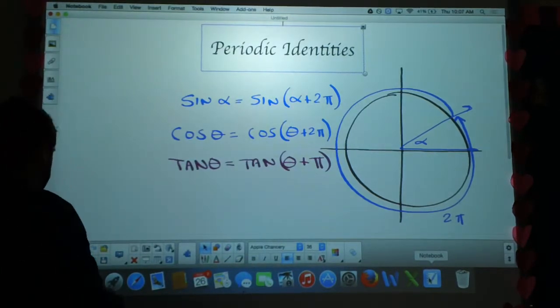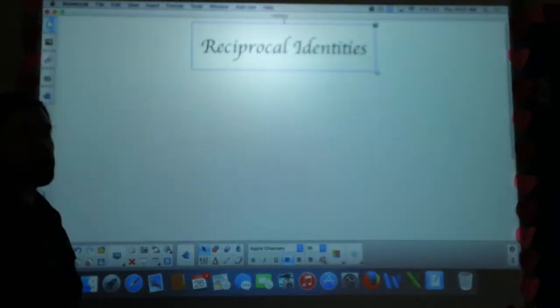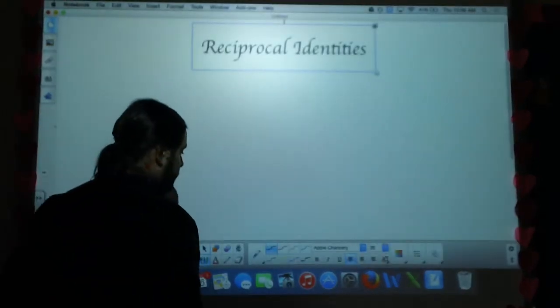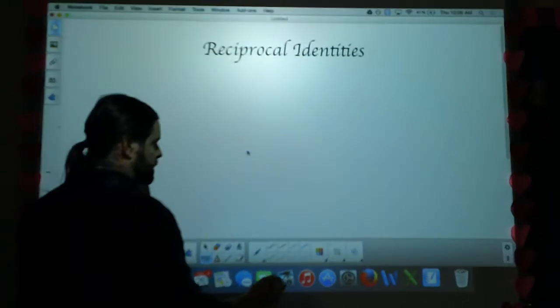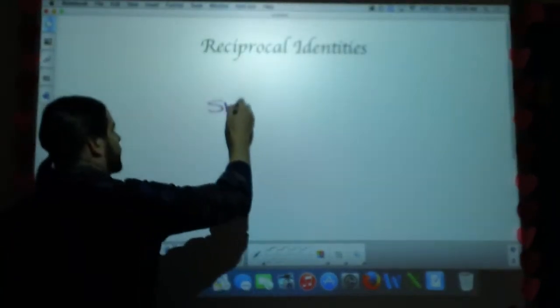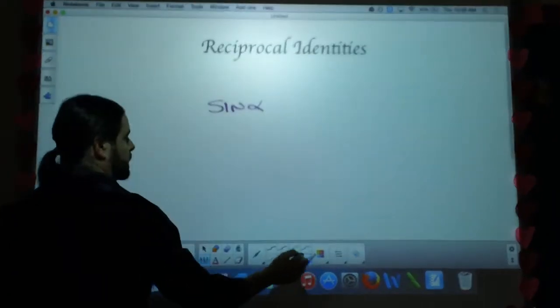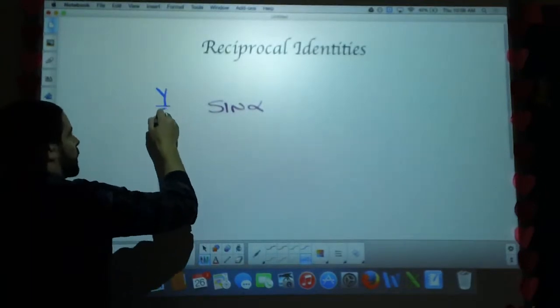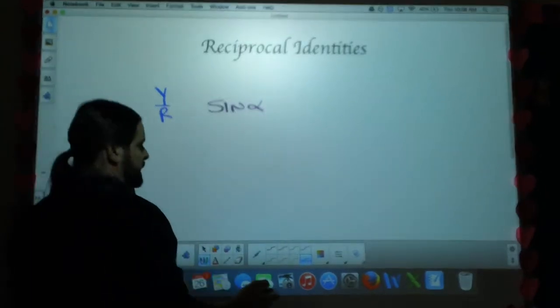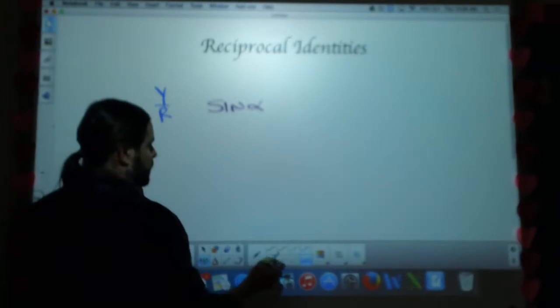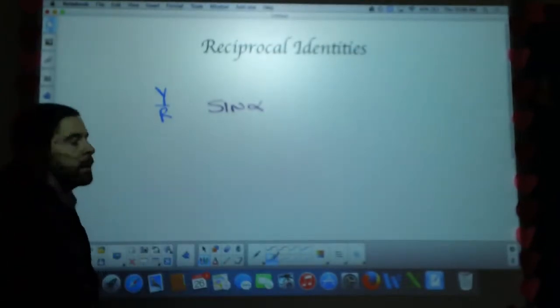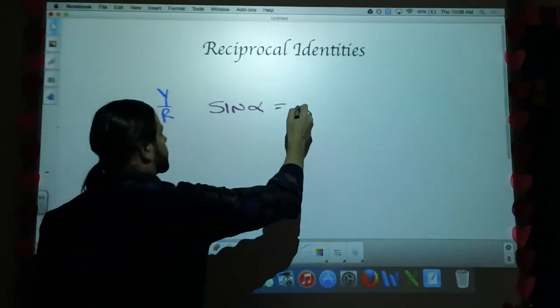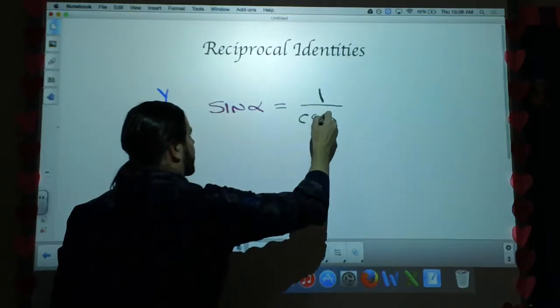Okay, onward. Reciprocal identities. These you should know already. It's very simple. It's that if the sine of an angle is y over r, and the cosecant of an angle is r over y, then sine is going to equal 1 over cosecant.